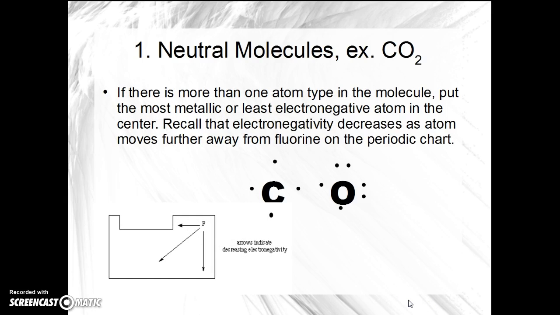Now, if there's more than one atom type in the molecule, you're going to put the most metallic or least electronegative in the center. That's going to be your central atom. And remember, of course, that the most electronegative elements are to the upper right of the periodic table. And as you go more to the left, they become less electronegative. And as you go further down, they become less electronegative. So, we're going to put the carbon in the middle and the oxygen on either wing.